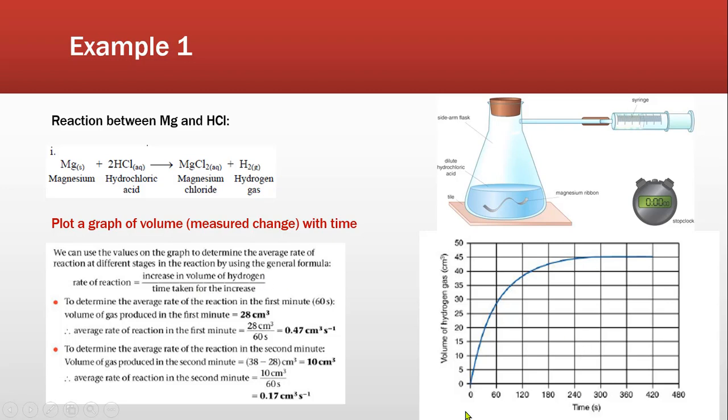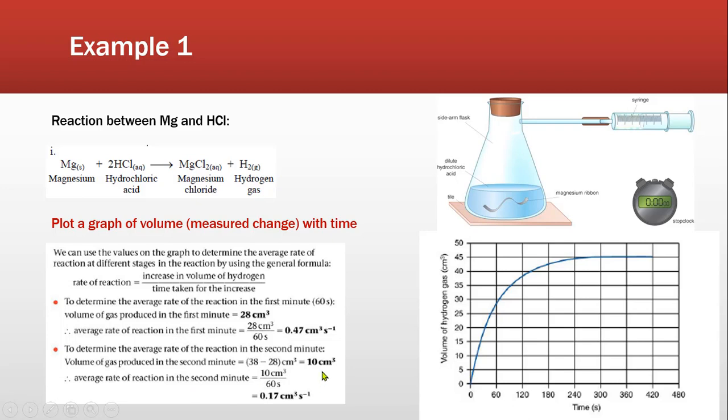All right, so let's look at the actual figures here. The rate of reaction is the increase in volume of hydrogen, which is the product, divided by the time taken. So at 1 minute here, 60 seconds, our volume of hydrogen gas produced is about 28 cm cubed. So 28 divided by 60 gives you 0.47. This is the rate at 1 minute.